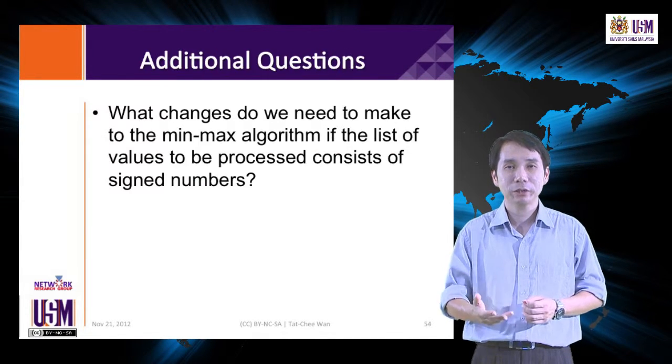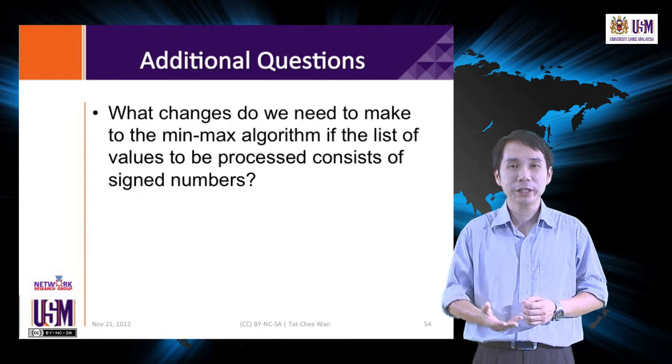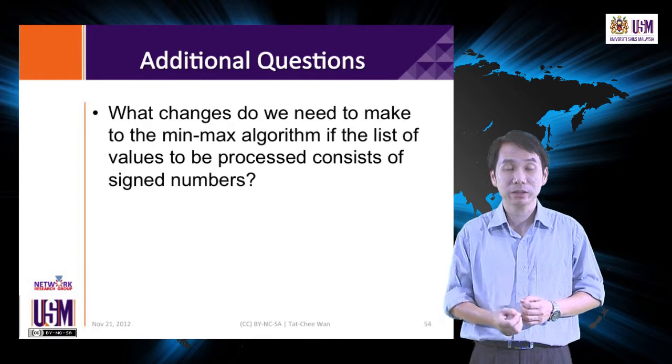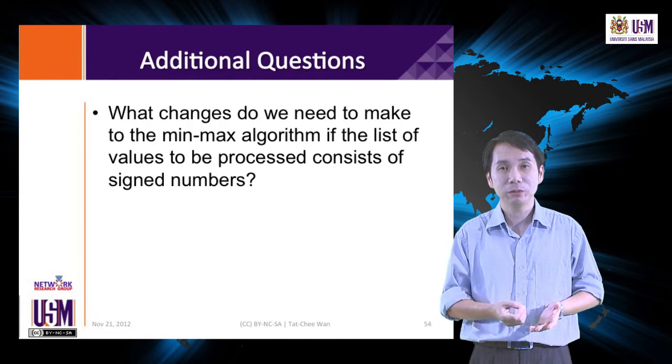Here is an additional question to think about. What changes do we need to make to the min-max algorithm if the list of values to be processed consists of signed numbers, meaning positive and negative values, instead of the unsigned numbers that we have been working with previously?